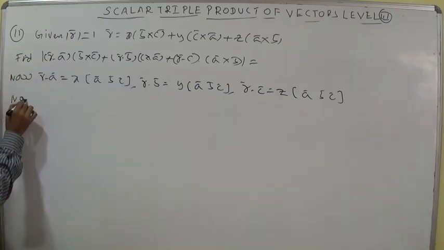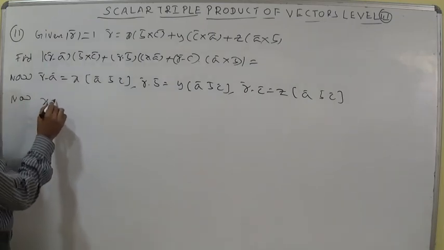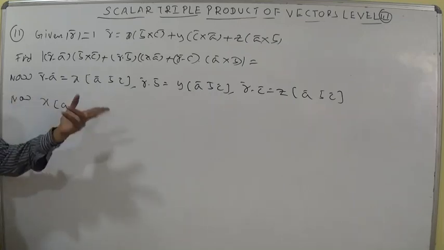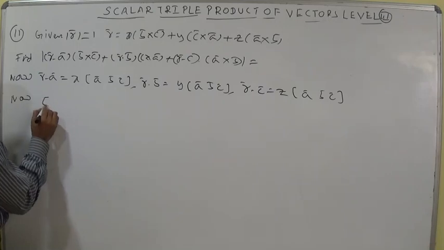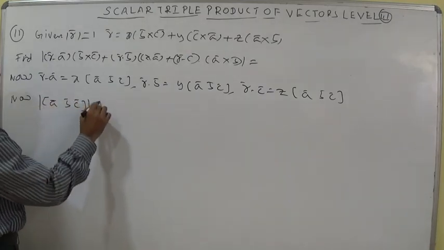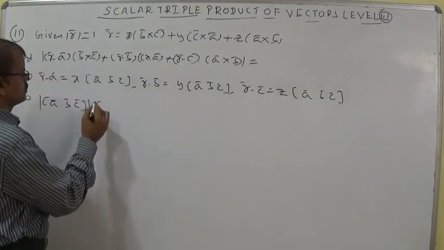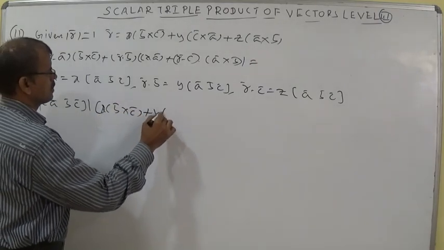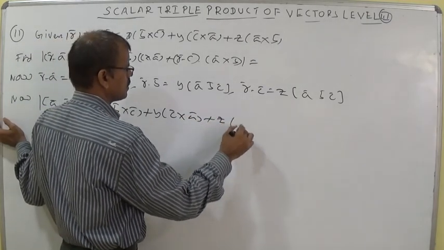Again I am writing, now to find out this one, R bar dot A bar, x into box ABC. We can do one thing, students: box ABC taken common for every letter. So you take here box ABC along with modulus, because modulus is given. Then you can write the value we got here, x into B cross C plus y into C cross A plus z into A cross B.